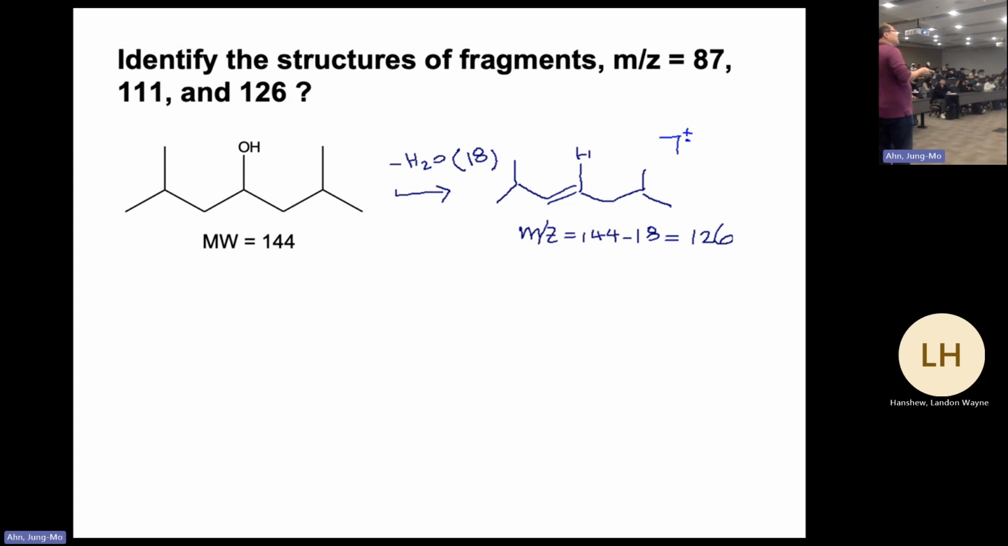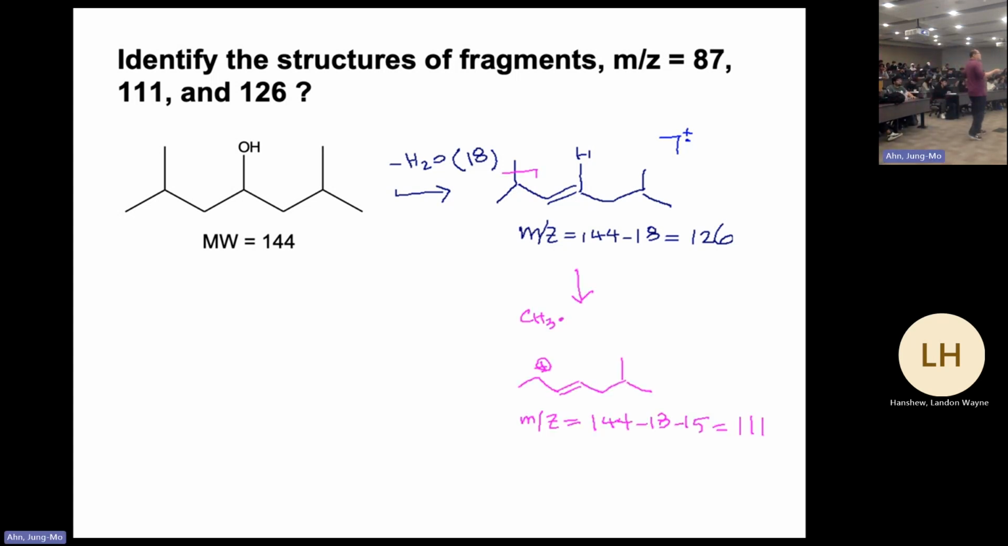But after that, there's still 111 and then 87. So how are we going to explain that? This is what we talked about. At the allylic positions, we can have a carbocation, then it makes a resonance stabilized carbocation. So that fragmentation can happen somewhat abundantly. Even though it's a methyl radical being kicked out, this is a resonance stabilized, allylic carbocation. So that probably could happen.